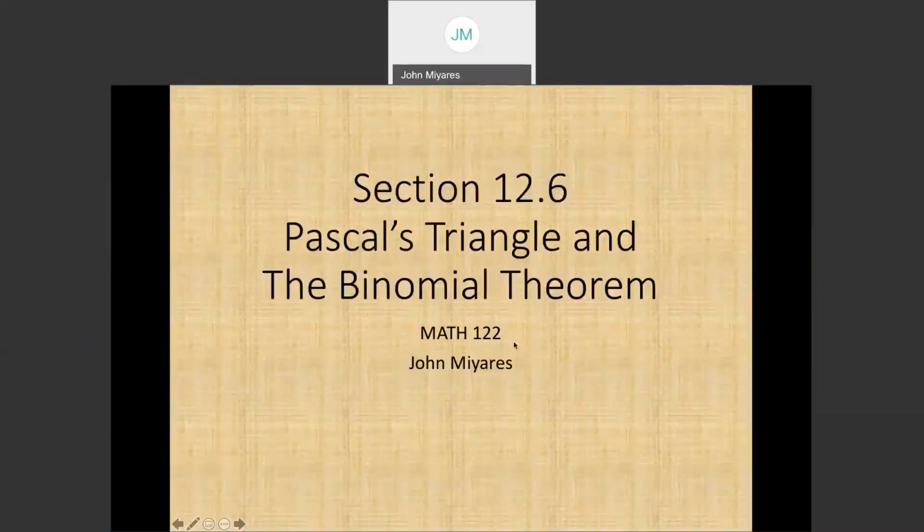Hello, this is John Miyares, and in this lesson, we're coming back to Chapter 12 and looking at Section 12.6. The main focus of this section is something called the Binomial Theorem, but we're also going to look at something called Pascal's triangle, which is not only connected to the Binomial Theorem work we'll be doing in this section, but is also connected to the combinatorics work we looked at in Section 14.1.